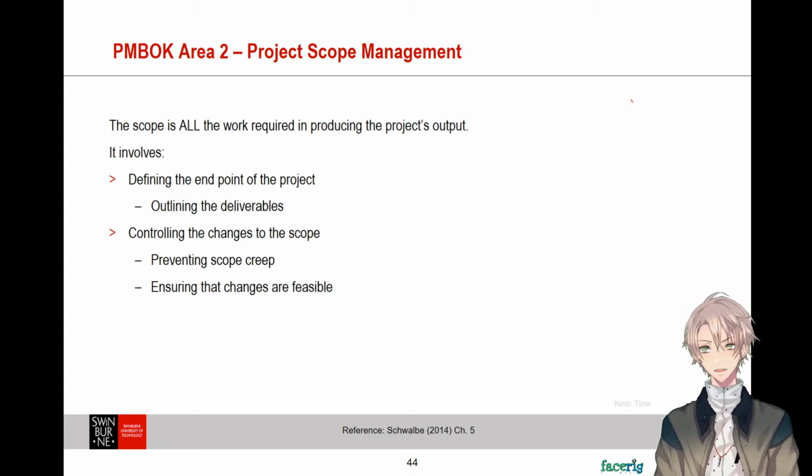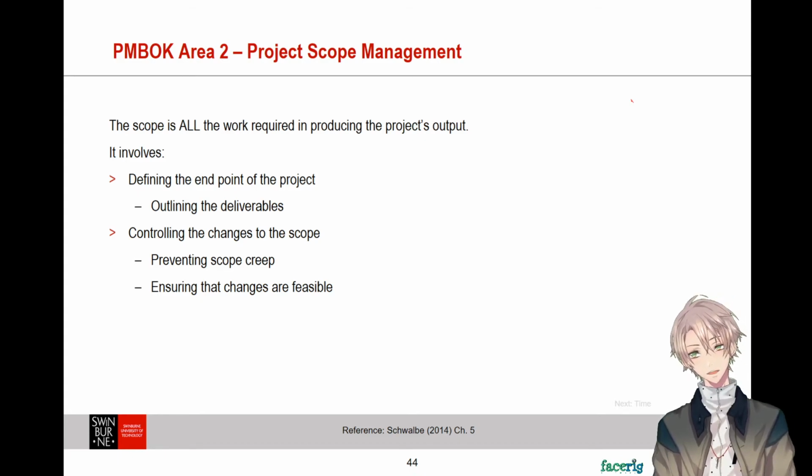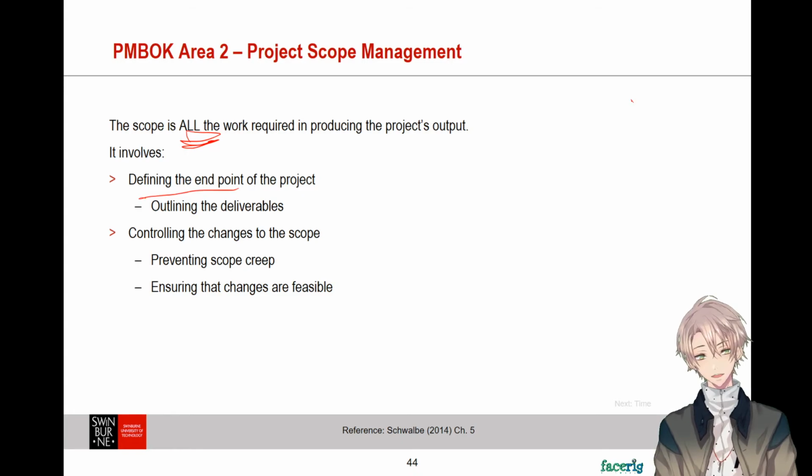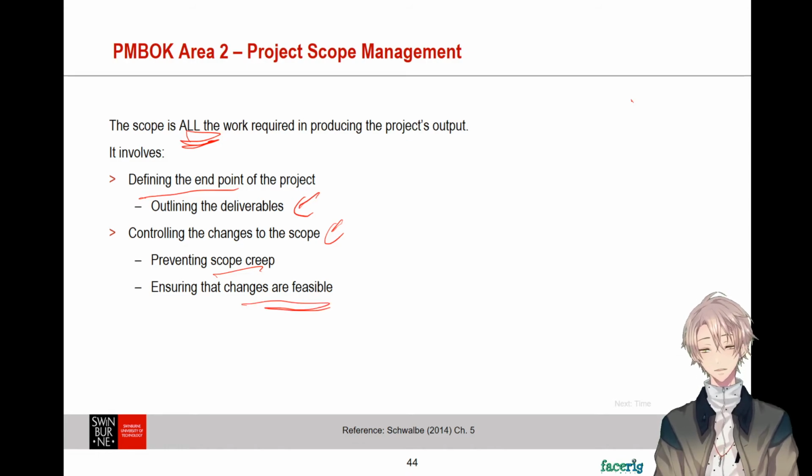Area 2 of PMBOK are called Project Scope Management. The scope is all the work required in producing the project's output. It involves defining the endpoint of the project by outlining the deliverables, right? Outline what you need to deliver to your client. You need to control the changes of the scope to prevent scope creep and to ensure that the change are feasible. Basically, to ensure that any change that your client asks, it'll be okay with you.